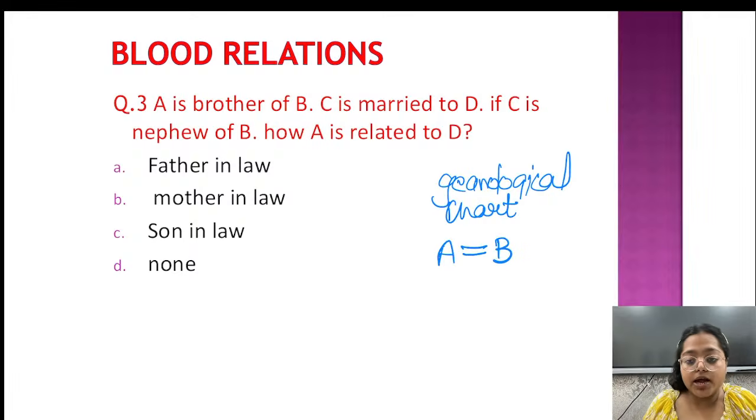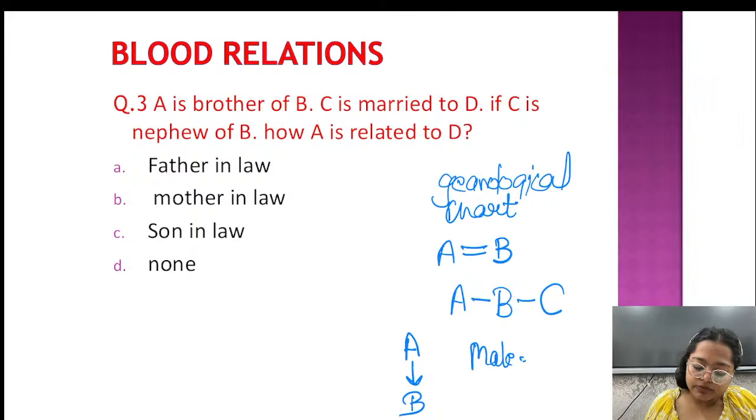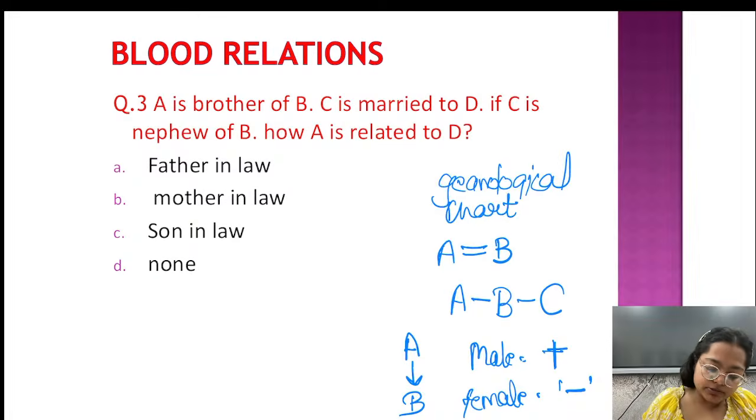and if we have to show the siblings in this chart, so if A and B are siblings, they show in the same line. Okay, and if we have to show a son and father relationship, if A is the father and B is the son, we have to put an arrow like this. For a male person we show a plus, for a female person we show a minus. Okay, so now let's solve the question.